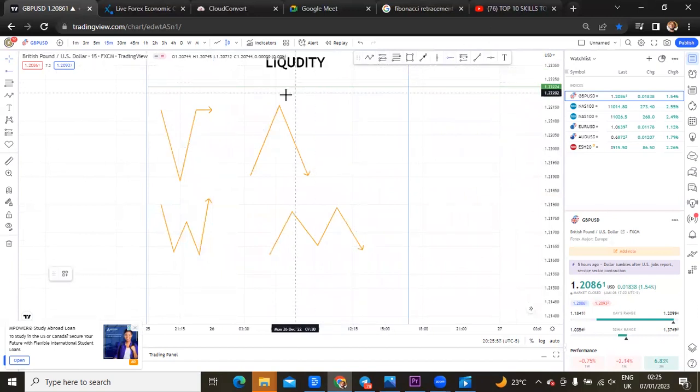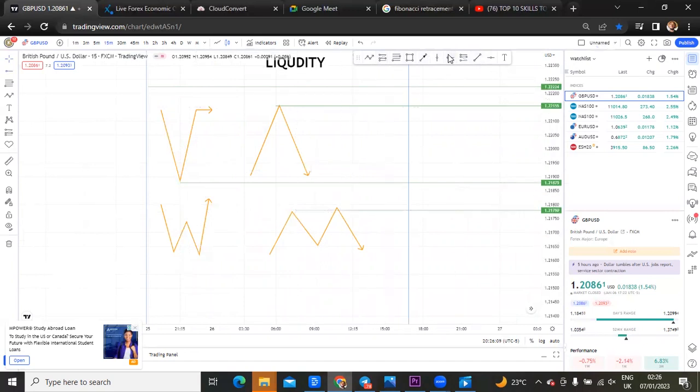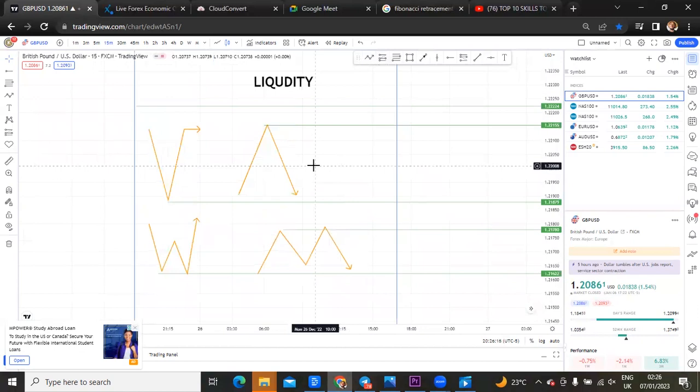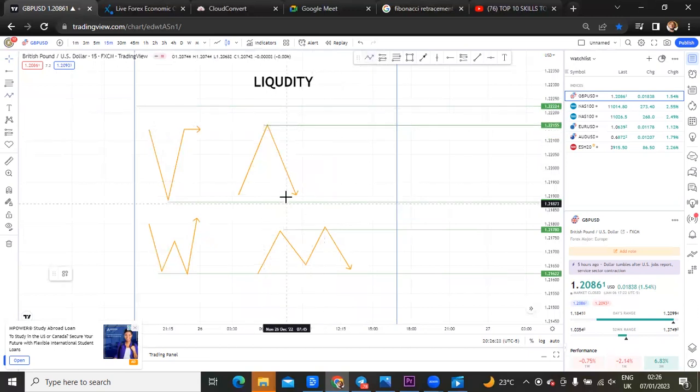So how do we mark them? I like using my horizontal ray to mark them. I'm just going to mark them like this. Okay, so what is the use of this? Identify this in the market. What am I going to use it for? Whenever I see stuff like this, I'm waiting for price to clear it first so that I can sell back down.